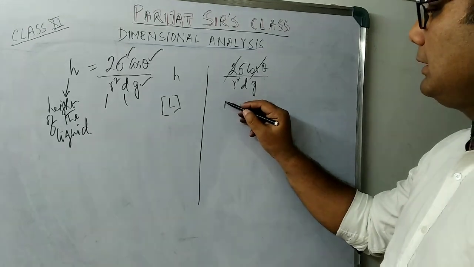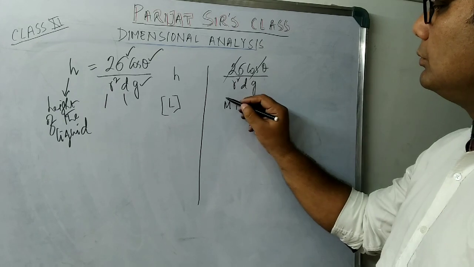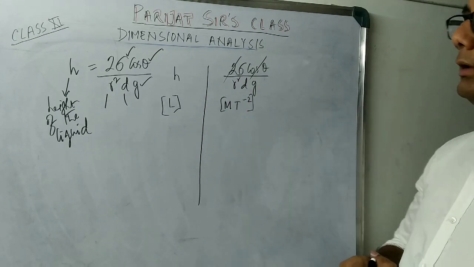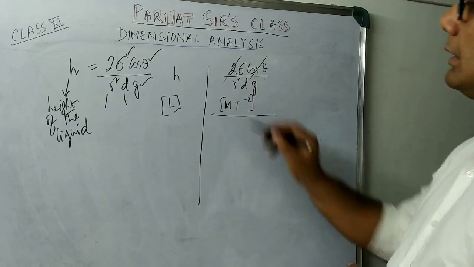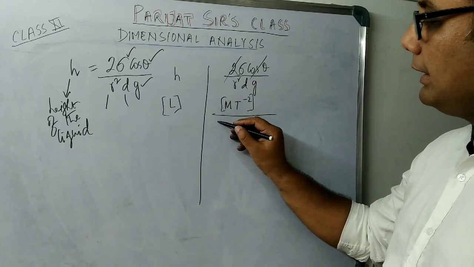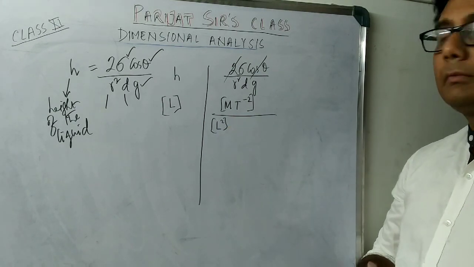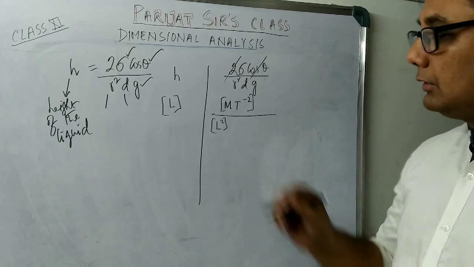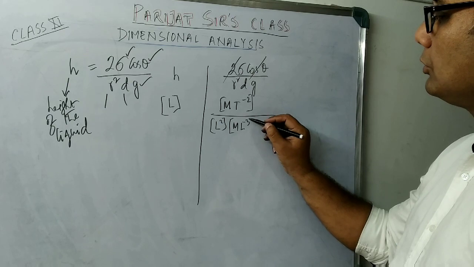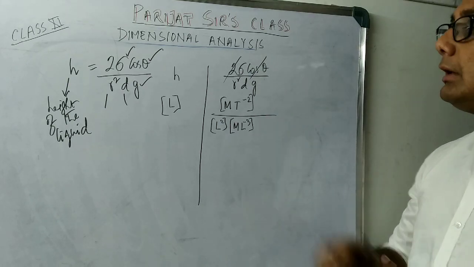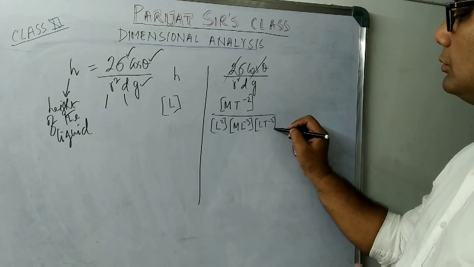So it was coming M T to the power minus 2. Surface tension, sigma. Next is the radius square. So radius is represented as length, so it is L square. This is density. So density, just now I told you, it is the mass per unit volume. So M L to the power minus 3. Next is acceleration. It is L T to the power minus 2.